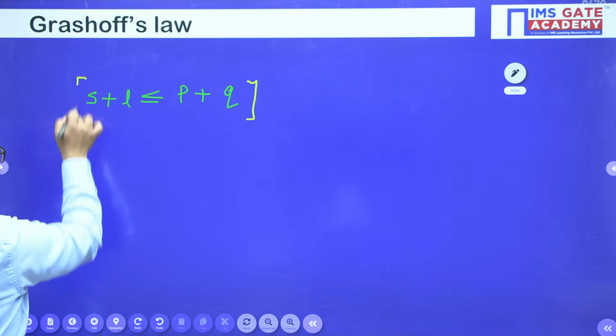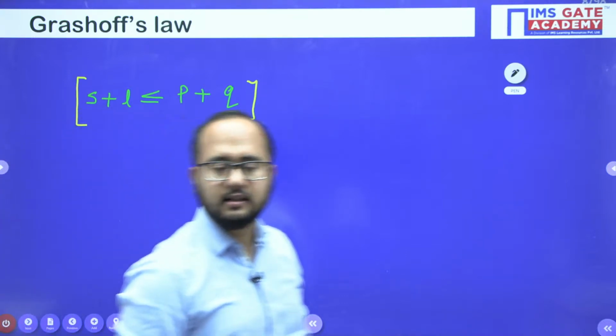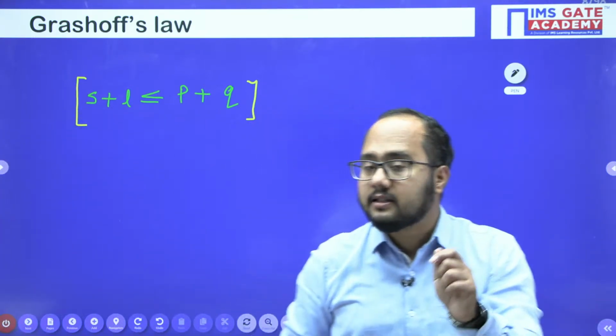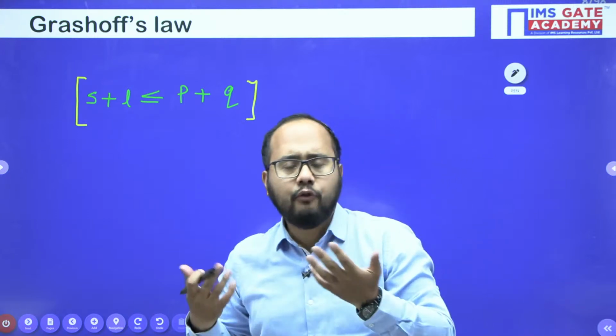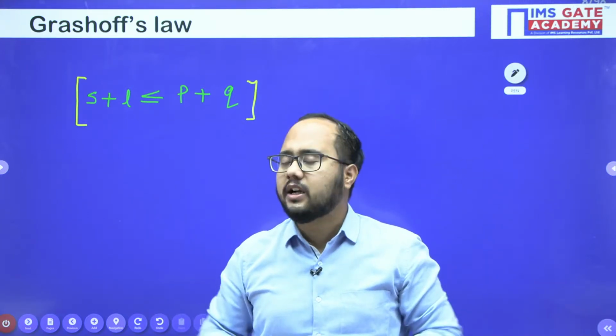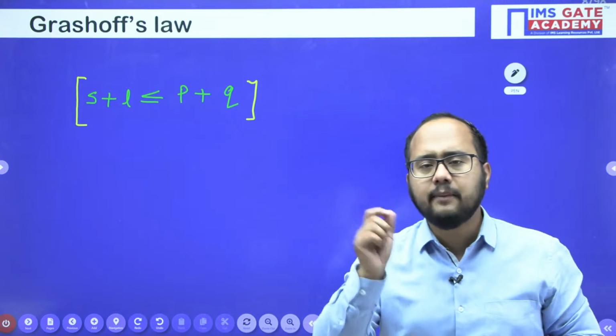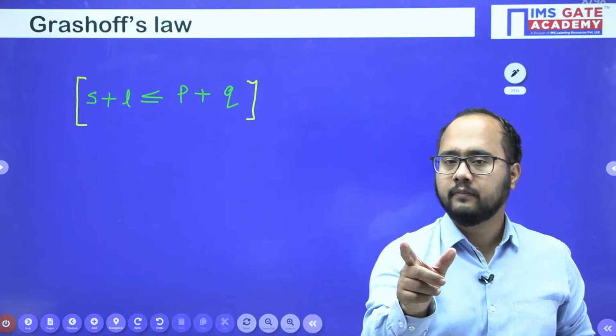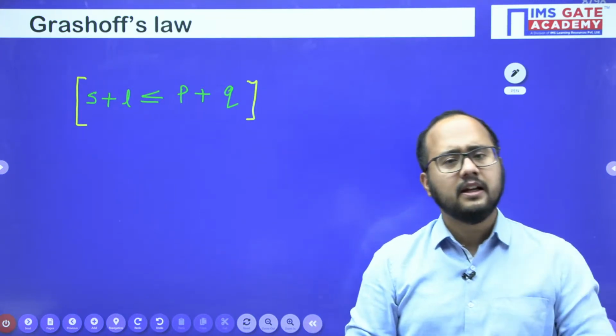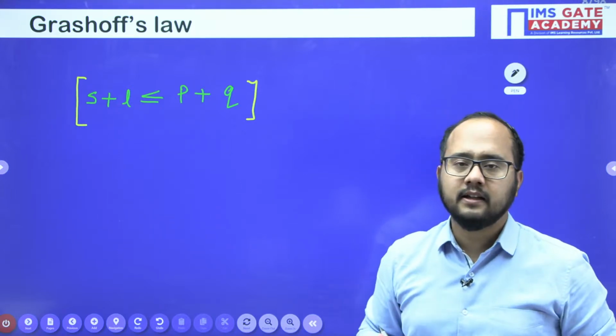Everyone knows that, but what they forget is that this law is applicable for a 4-bar mechanism, right? And what is a 4-bar mechanism? All the pairs are turning pairs. That point you should remember always, right?